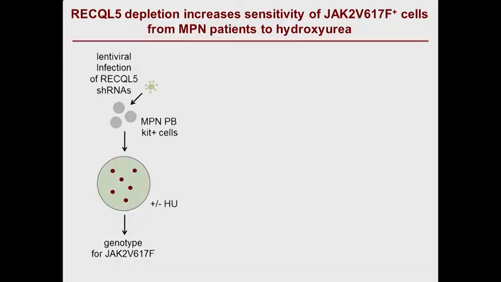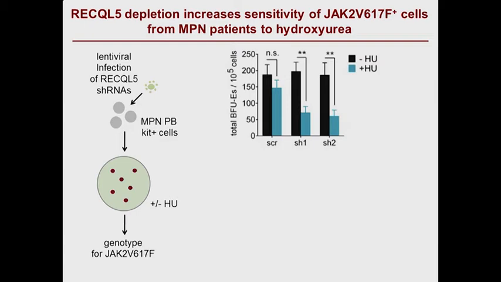So then finally we went to patients, and with the help of Dan DeAndrew at Dana-Farber, we were able to get some peripheral blood cells from patients. We took CD34 cells from their peripheral blood, these are myelofibrosis patients actually, and knocked down RECQL5 and did our erythroid colony assay in the presence and absence of hydroxyurea, and then genotyped at the end to look for differential effects. Essentially, if you grow cells in Hydrea, they make fewer erythroid colonies, and if you knock down RECQL5, they grow even less well.